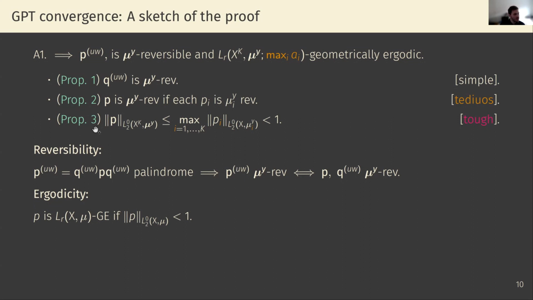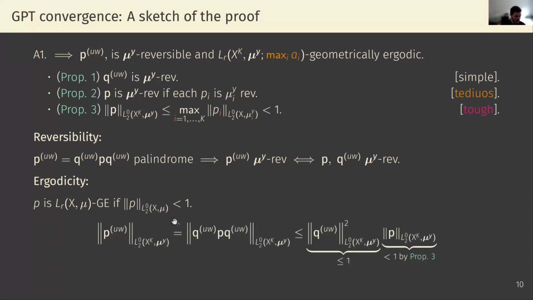Based on these three propositions, then one can show that PUW is reversible and geometrically ergodic. Reversibility is relatively straightforward since we have this palindromic form of PUW. This means that PUW is reversible if both P and QW are reversible, so propositions 1 and 2. And ergodicity follows from the fact that P is geometrically ergodic if this operator norm is smaller than 1. And in fact, given this form, if we take the operator norm given by this, we can upper bound it by these two terms.